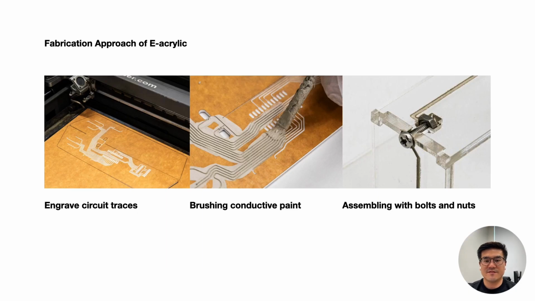As you can see from the video, we use various materials, tools, and making processes to fabricate E-Acrylic. These are things that were already familiar to us as designer makers. For instance, using the laser cutter to engrave circuit traces, using a brush to apply conductive paint, or using bolts and nuts to assemble parts together.